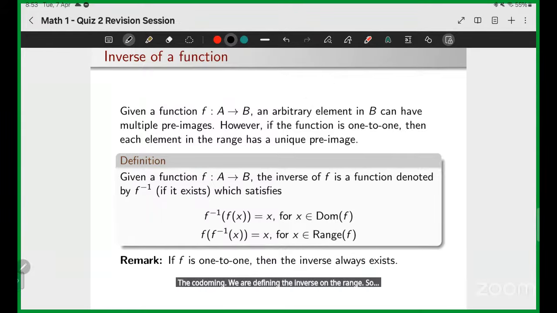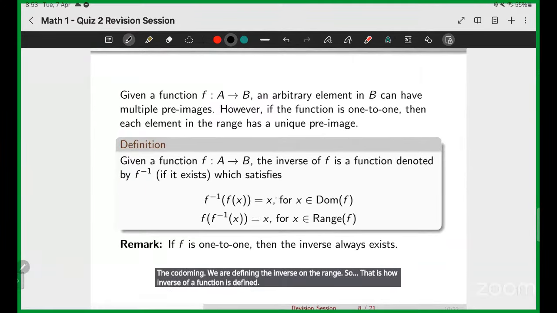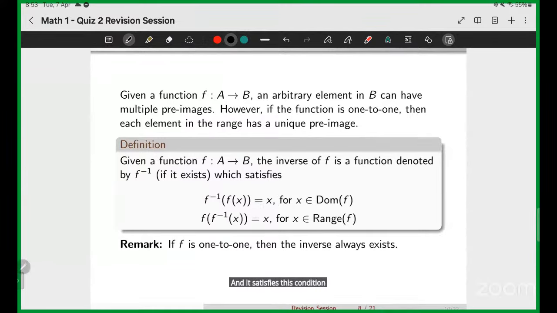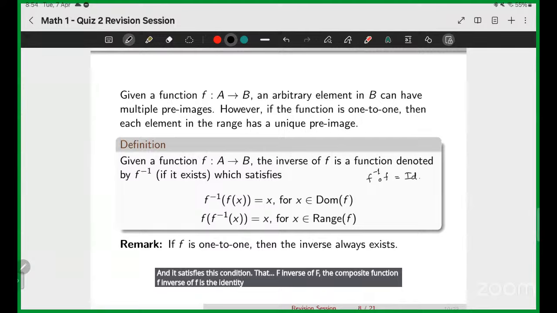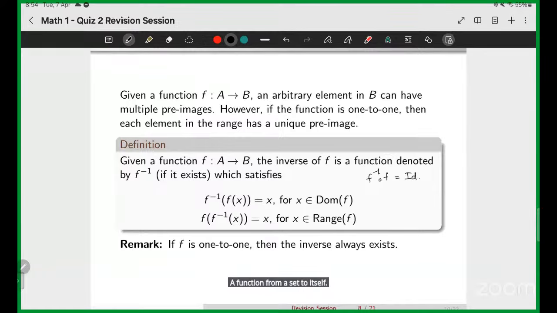So that is how the inverse of a function is defined, and it satisfies this condition that the composite function f inverse of f is the identity function. Identity function is a function from a set to itself, whose image is the same as the input. All right. So the range of f is the same as the domain of f inverse.